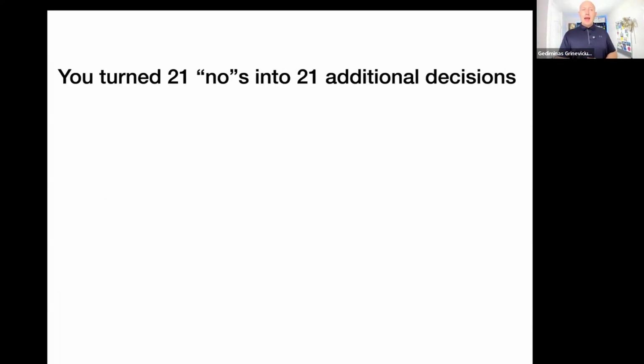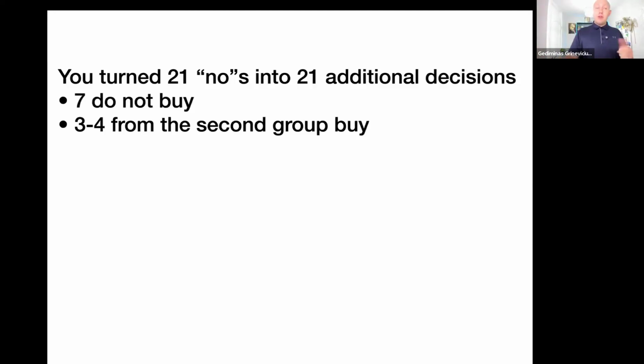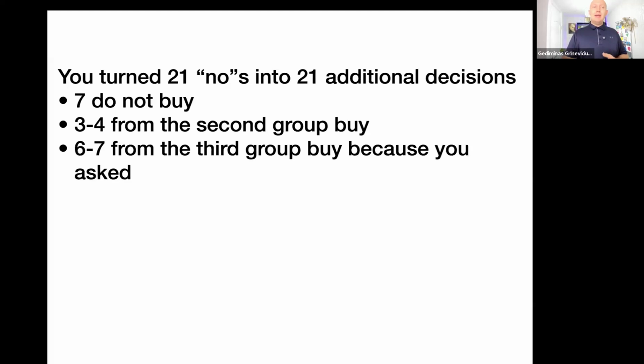So what happens? You turn 21 no's, no thanks, I'm not interested in the business, into 21 additional decisions about the product. So instead of 21 decisions, now you've got 42 decisions. 7 didn't buy, 3 or 4 from the second group might buy, and 6 or 7 from the third group might buy, just because you've asked. How many times have you offered somebody an opportunity to earn extra income, they said no, and you just wished them luck, and that was it?